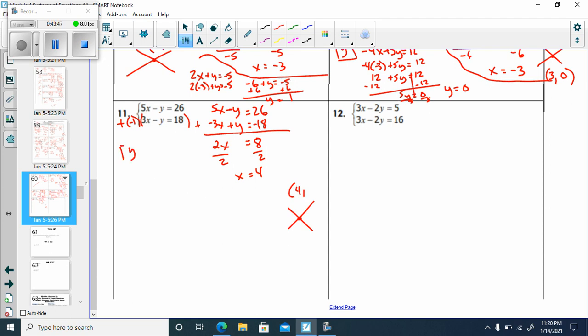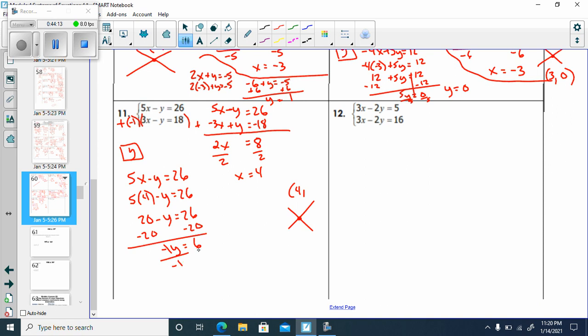To get the y, let's plug into either equation. 5x minus y equals 26. That's 5 times 4 minus y is equal to 26. 20 minus y is 26. Subtract both sides by 20. Negative y is 6. That's a negative 1y. Divide both sides by negative 1, and y is equal to negative 6. Okay?